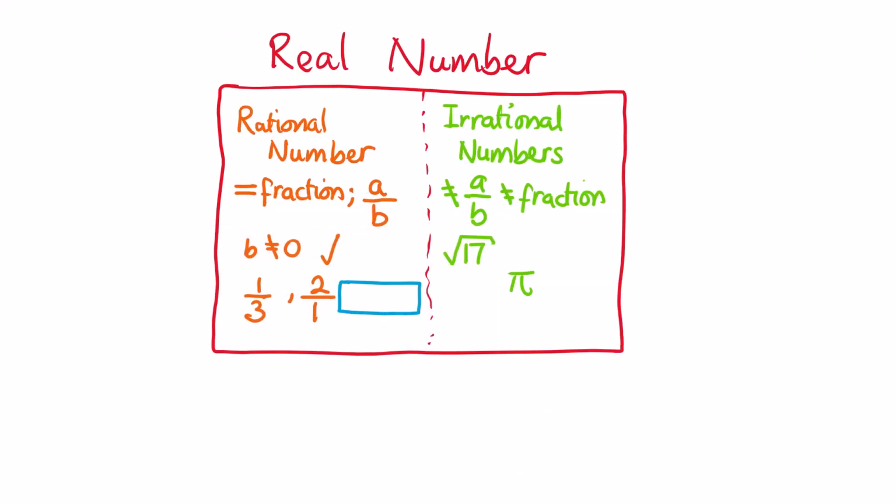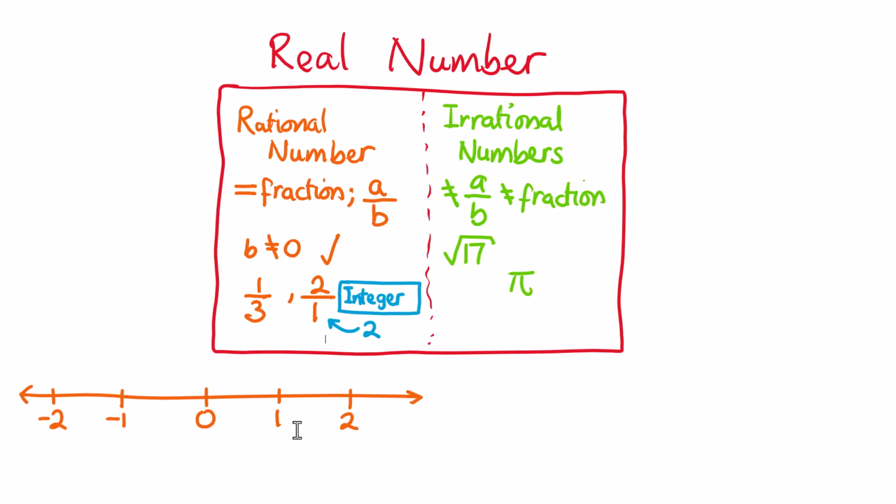Now, like in our previous video, all integers, either negative or positive, are also rational numbers, and yes, they can be written as a fraction. In this case, for example, we have a number line with positive integers and negative integers. These can be written as fractions, which includes the following.